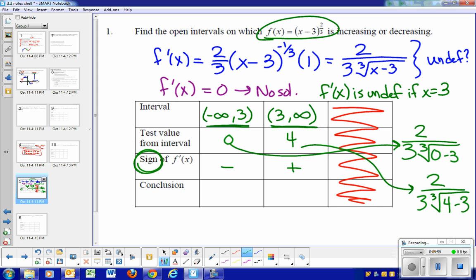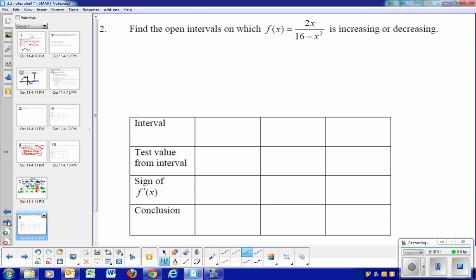Positive sloping tangent lines means that the function itself, the original function, f, is increasing. So my conclusions about the original function would be that my original function is increasing on 3 to infinity. And because the derivative here is negative, that means my original function was decreasing until it got up to the value of 3. Okay? Please listen to any part of that again if it was unclear to you, and if you're okay, let's go on to example number 2.